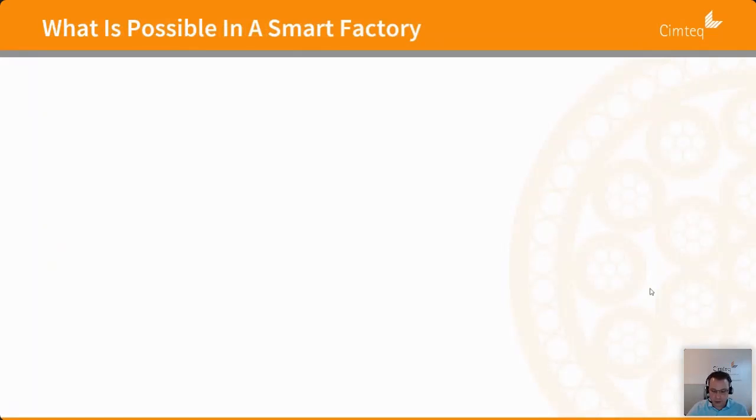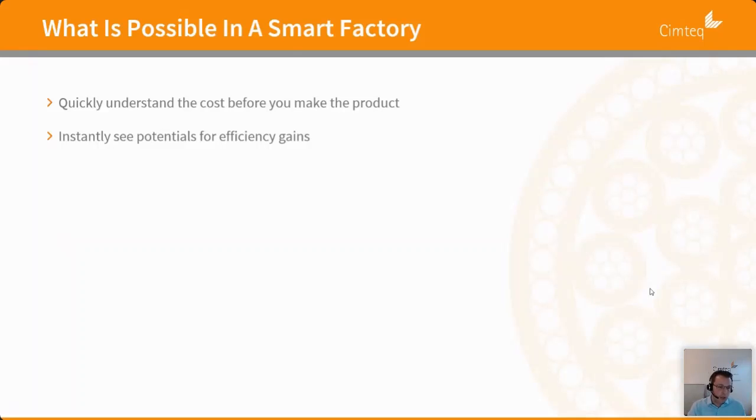Yeah. So you're moving on that path to the smart factory, and as I mentioned before, the benefits are really, in the end, about money. You want to be able to do things quickly. You quickly want to understand the cost of the product before you make it, or the impact of a new machine on the shop floor before you buy it. You want to instantly see the potentials for efficiency gains.